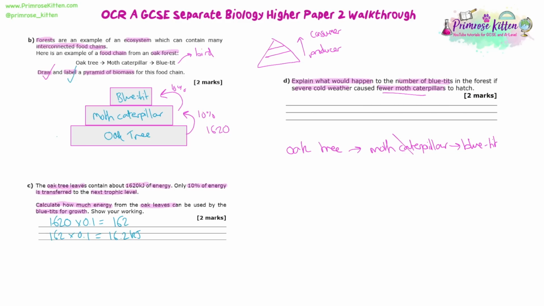So cold weather means fewer moth caterpillars hatch, so there's fewer of them that are around. What's that going to mean for our blue tit? So moth caterpillars decrease, that means there's less food for the blue tit, so they are also going to decrease. So their numbers are going to decrease or decline, and it says explain what would happen. So stating what would happen would be just the blue tits decrease. Explaining, we need to give a reason why they decrease, or a reason why those two things link together. So the blue tits will decrease because there's less food for them. And so if they get less food, they'll be getting less energy, less likely to survive and reproduce, and therefore fewer blue tits.